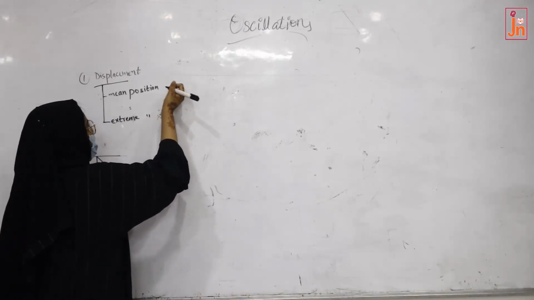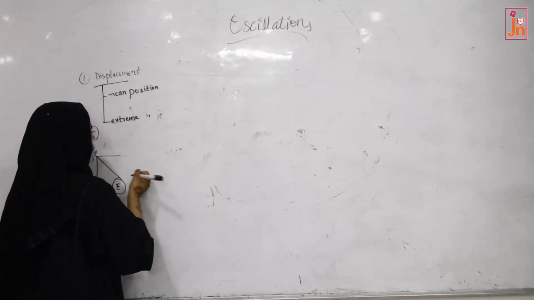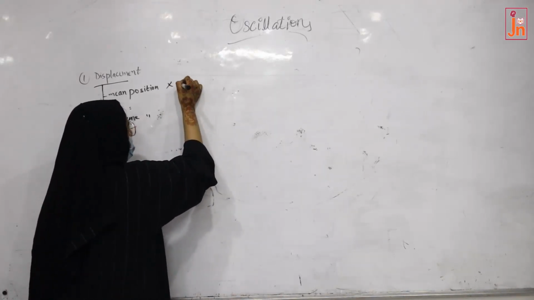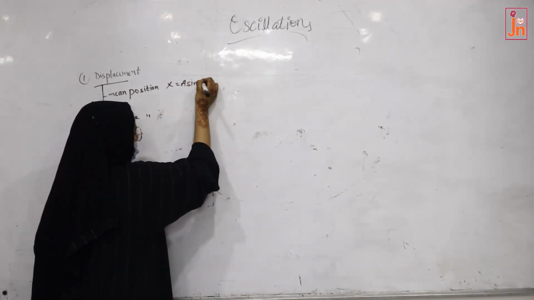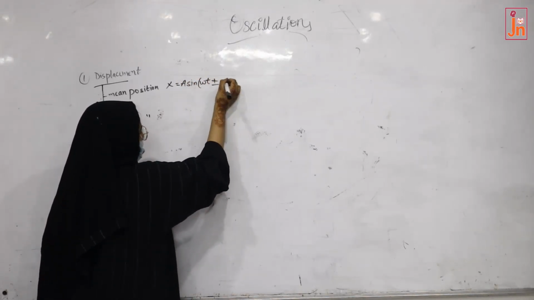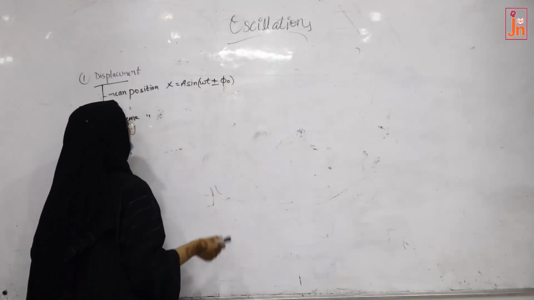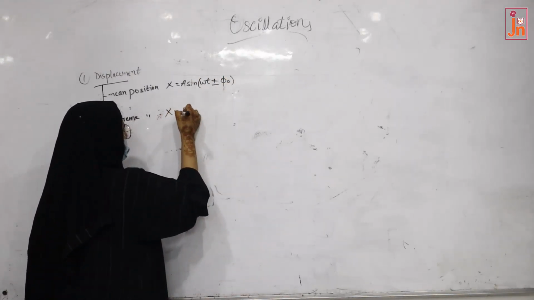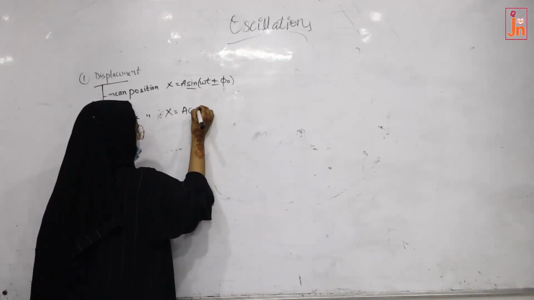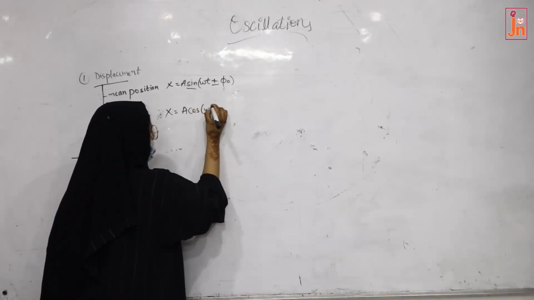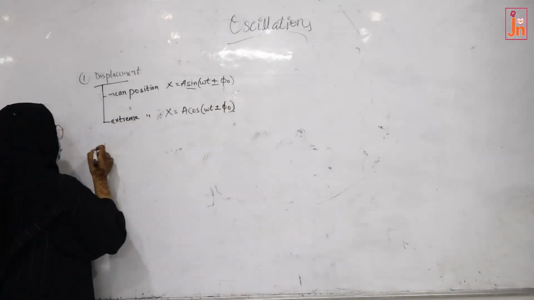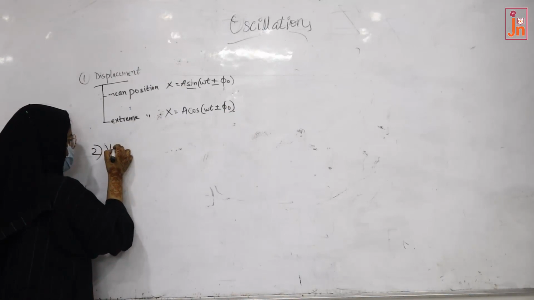So we can represent this as x or y. I am taking x. Here x is equal to a sin(omega t plus or minus phi naught). Same for here, x is equal to, by changing this part, here we are placing a cos(omega t plus or minus phi naught). The second part is velocity.